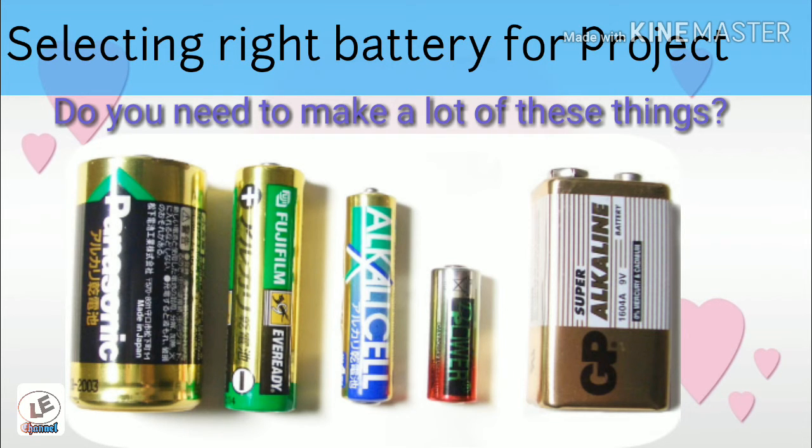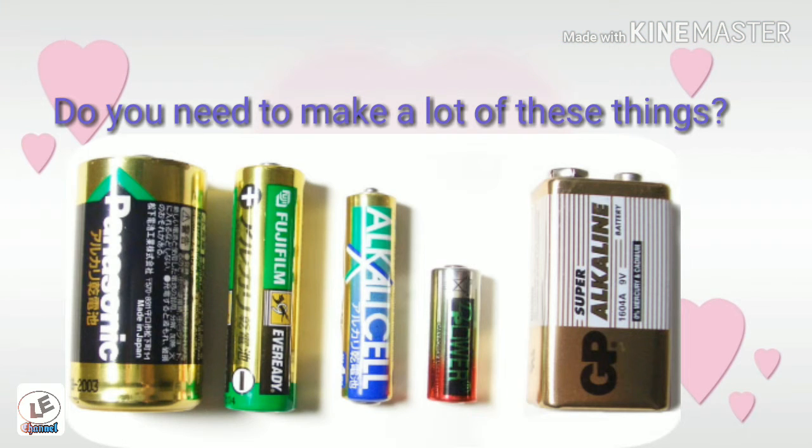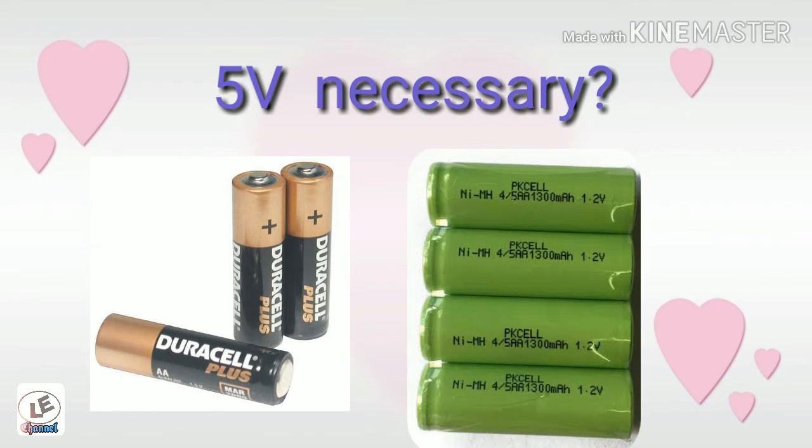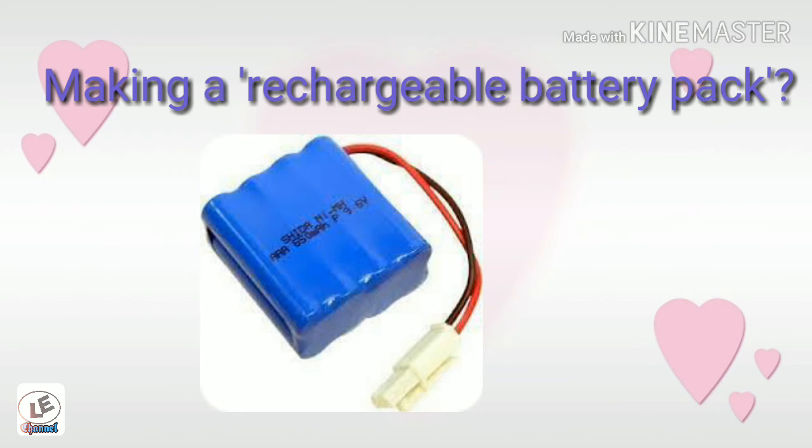You can also consider these cases while selecting batteries. If you want to make a lot of projects of a similar type and you want it to be inexpensive, in these cases you can go with alkaline batteries in different popular sizes. And if you want your project to be user serviceable, in those cases you can go ahead with AA size batteries, or even 9 volt batteries. Then if you need a 5 volt input for your project, you can have 3 alkaline batteries contributing 4.5 volts, or you can have 4 nickel metal hydride cells, which will get you 4.8 volts.